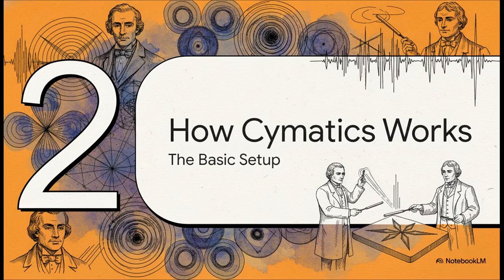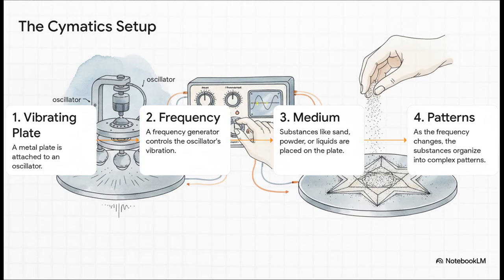Okay, so how is this even possible? You might be thinking it's some kind of high-tech computer generation, but the science behind these images is surprisingly and beautifully straightforward. Let's break down how it all works. So here's the basic setup. You take a simple metal plate and attach it to an oscillator. That's really just anything that can create a steady vibration. Now that oscillator is hooked up to a frequency generator, so a scientist can dial in very specific musical tones. Then you just sprinkle something like sand or powder onto the plate. And this is where the magic happens. As you change the frequency, that sand just organizes itself into these incredible, perfectly ordered patterns.